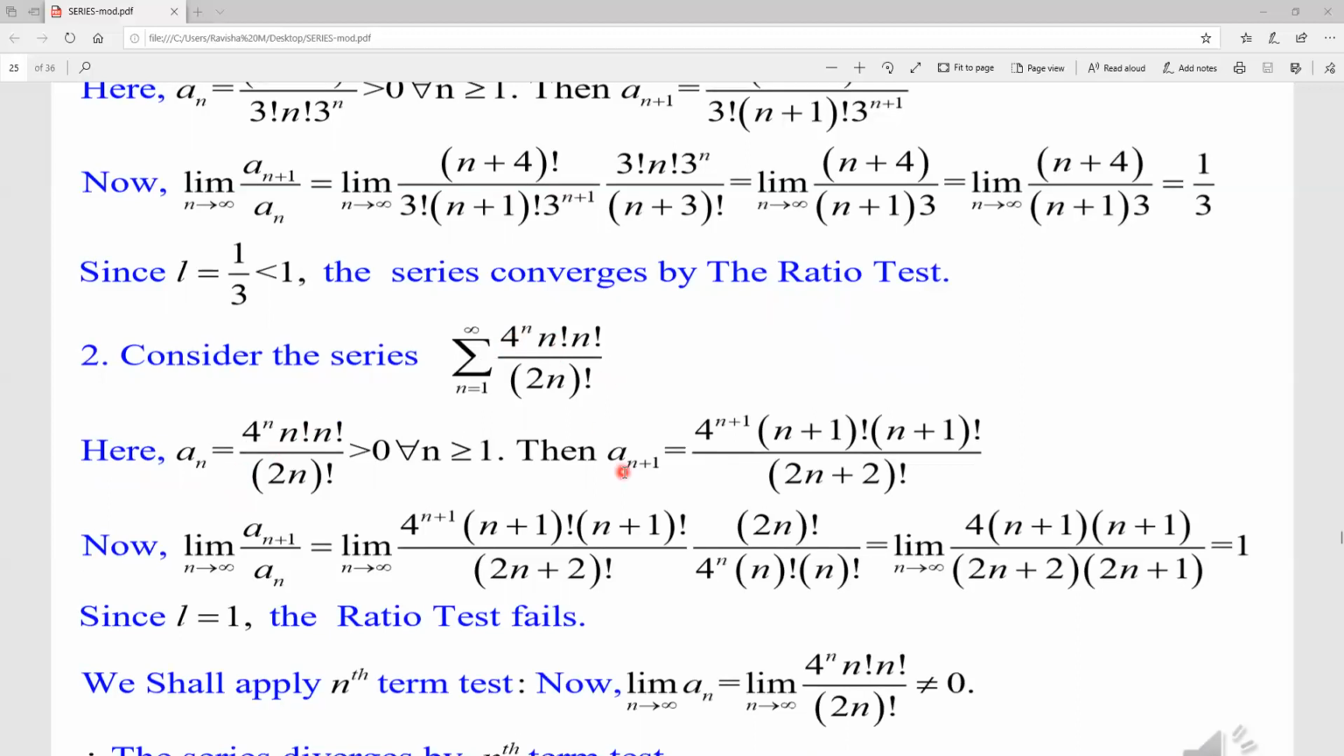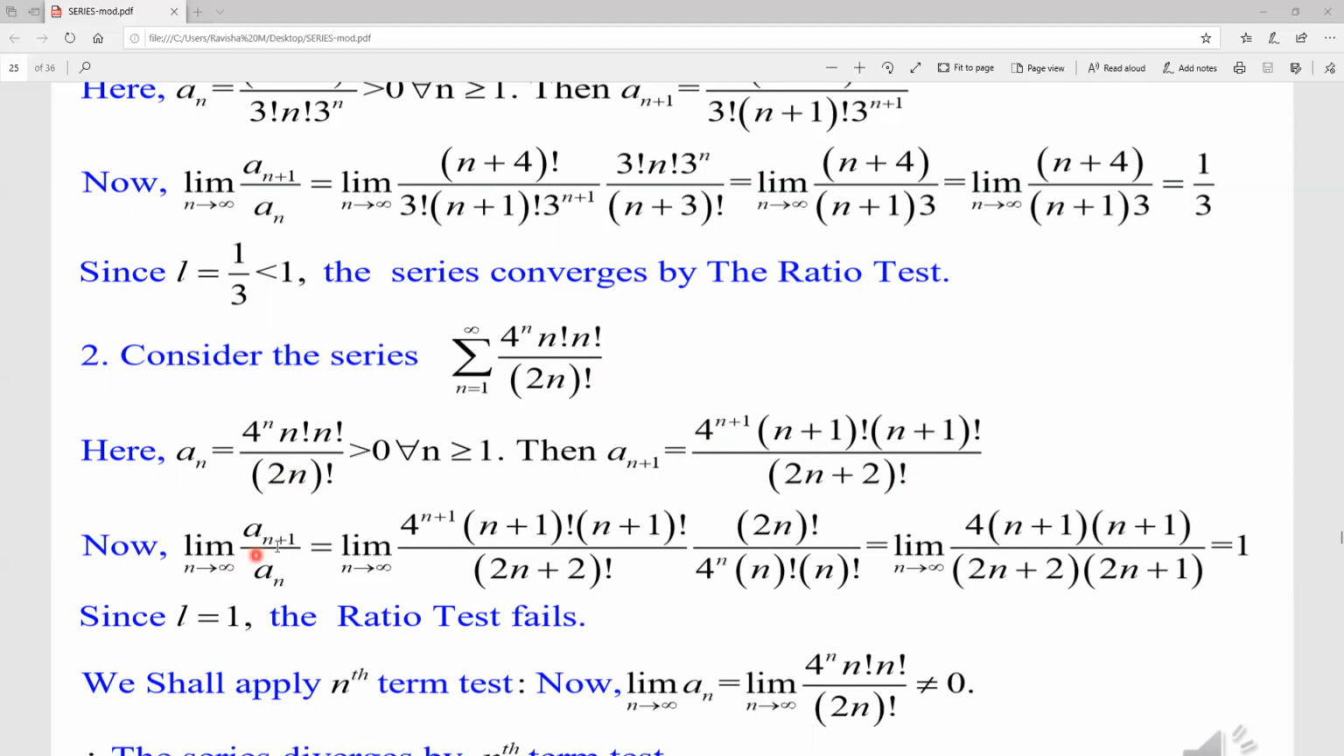Let us get the (n plus 1)th term by replacing n by n plus 1 in the nth term. So 4 power n becomes 4 power n plus 1. For n factorial, replacing n by n plus 1, we get (n plus 1) factorial, and another (n plus 1) factorial. Here replacing n by n plus 1, we get (2n plus 2) factorial. That is the (n plus 1)th term.